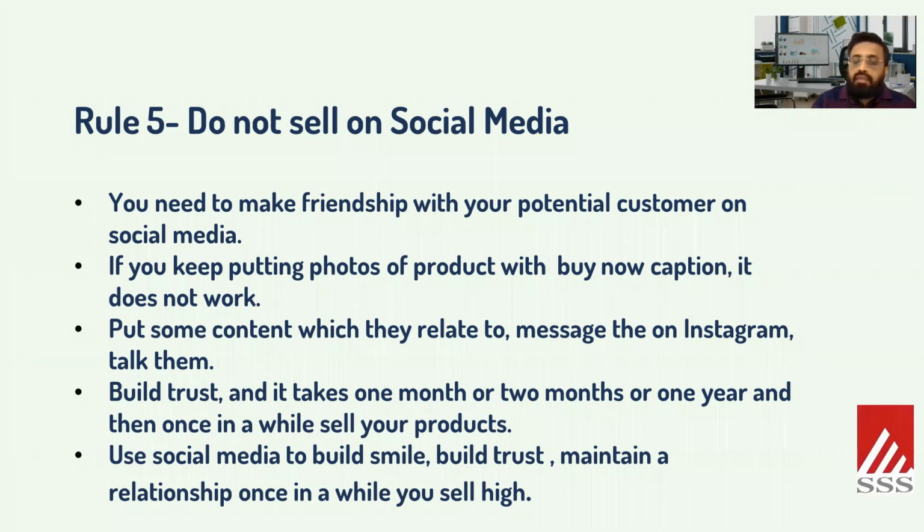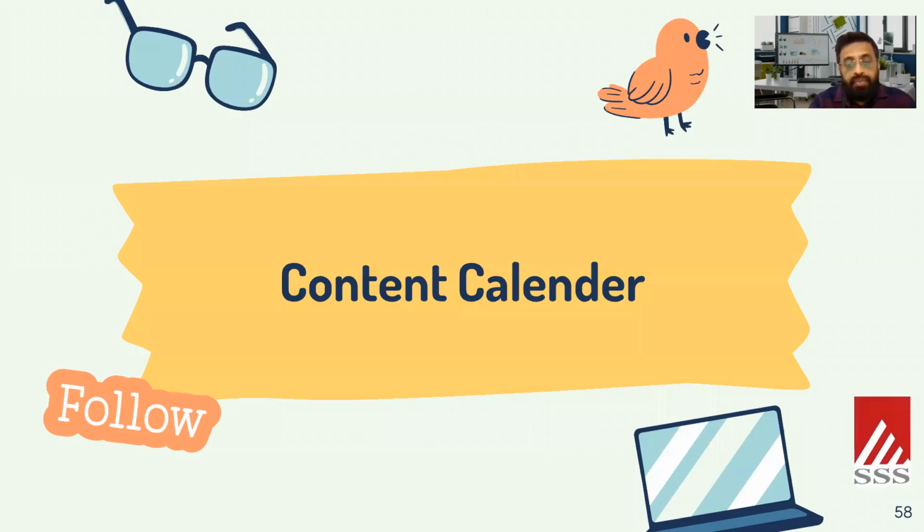So a direct "buy now" caption usually will not work. Put some content which they relate to, message them on Instagram, talk to them, send some beautiful quotes, build trust. It takes 1 month, 2 months, or 1 year, and then once in a while, sell your product. Use social media to build trust, build a smile, maintain relationship, and once in a while, you have to sell. You don't always sell directly on social media.